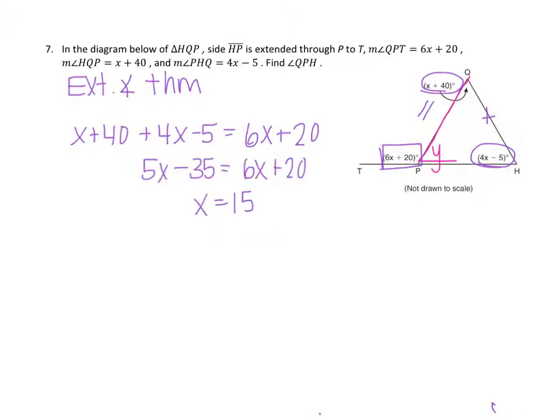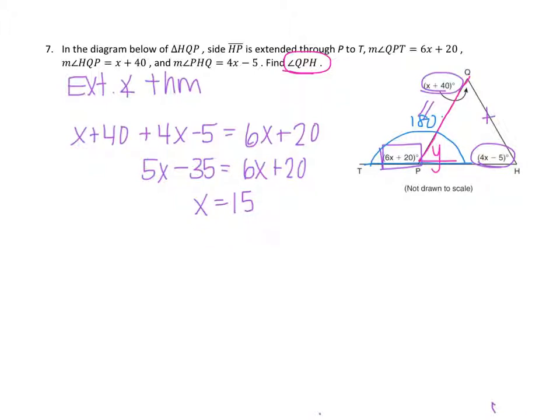So here I found x is 15, but remember our goal in the end is to still find the measure of angle QPH, which I've also again labeled as y. So now I'm going to remember what we talked about earlier, where we know that on a straight line, two angles add up to 180. So here I have angle QPT and QPH that are supplementary.